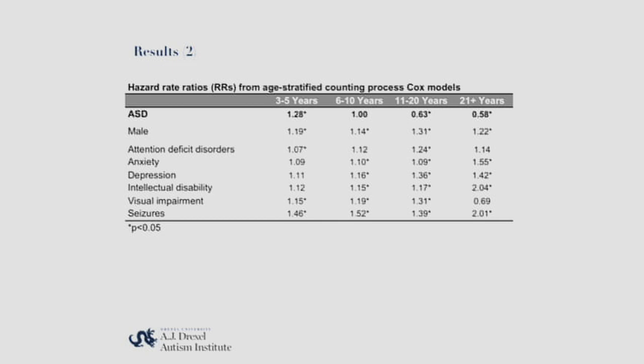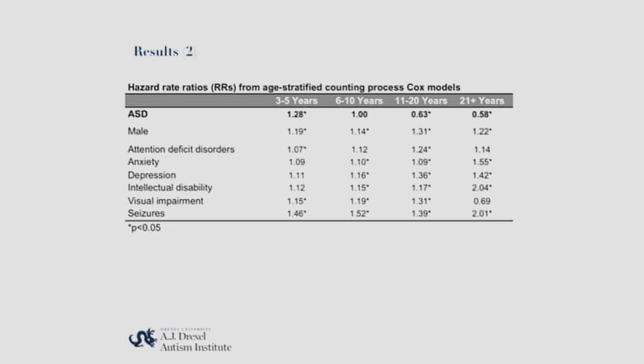Then as the kids age, in the 5 to 10-year-old group, there's no association with ASD. Once we get to the older age groups, 11 to 20 and 21 and above, in fact, the children with ASD are at lower risk of injury. So this is interesting, and it's perhaps not unexpected, if you think a little bit about what goes on here, that the ASD effect in the younger years is one of increasing risk, but in older years is one of decreasing risk. And sort of the social determinants of injury really change for very young kids compared to adolescents and older children.